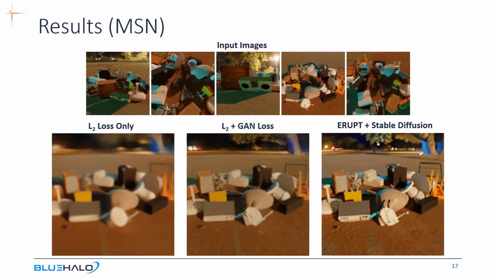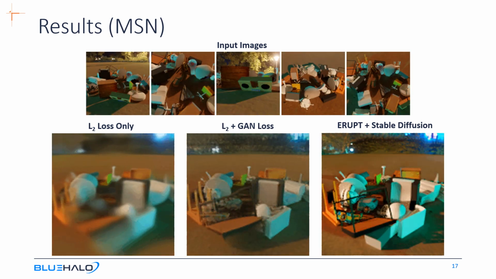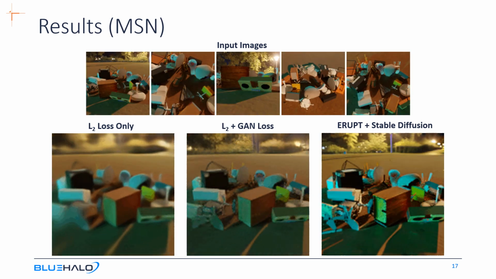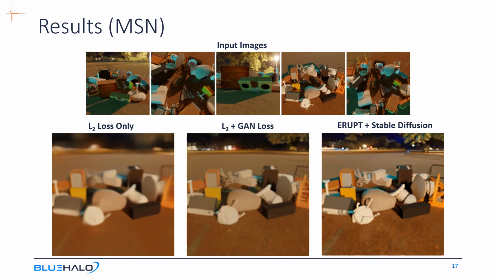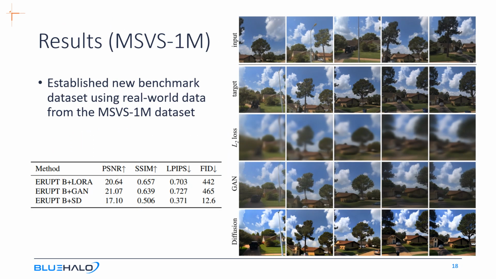Using the ERUPT plus Stable Diffusion model variant yields some inconsistency between frames as expected, due to the nature of diffusion-based probabilistic sampling. When ERUPT is trained on the MSVS 1M dataset, it is subject to the in-the-wild perturbations present in the Mapillary data and is still capable of reasonable scene reconstruction, even in this challenging case.